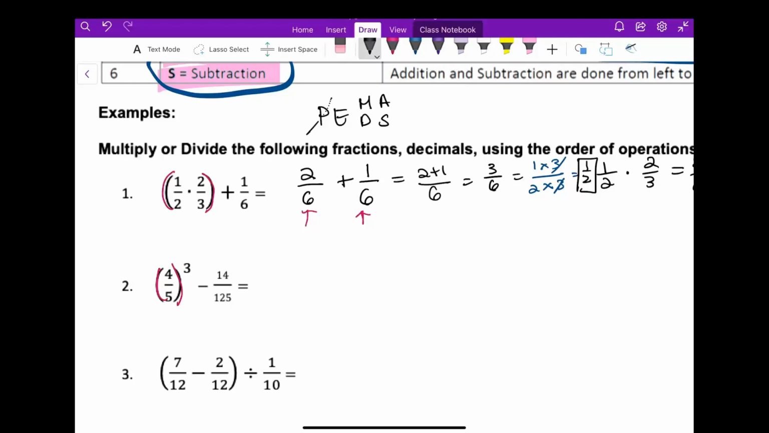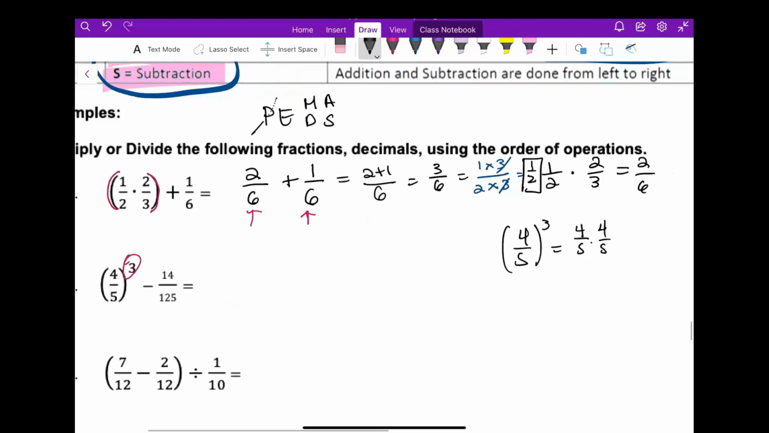Let's go into exponents. Are there exponents? Yes. So I see my exponent here. Let's go ahead and start taking care of this exponent. What does this say? This says 4/5 times 4/5 times 4/5. This is 4/5 times itself 3 times. This is not 4/5 times 3, so make sure you are not doing that.